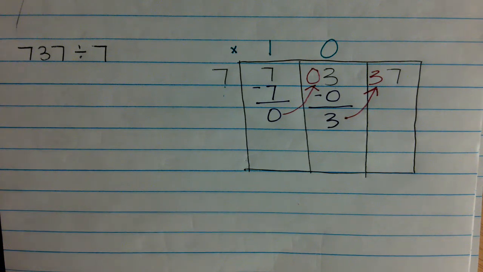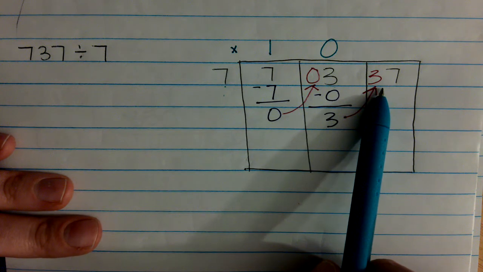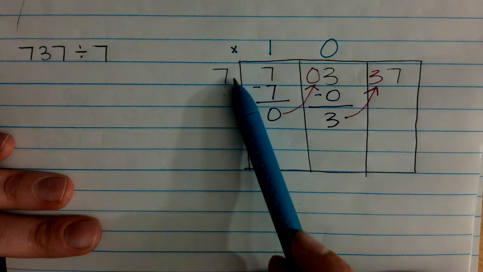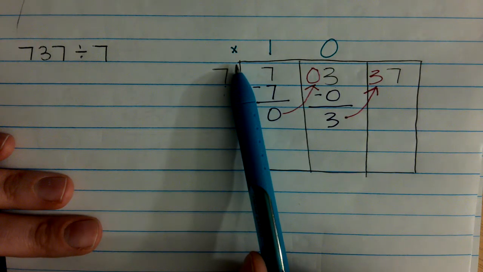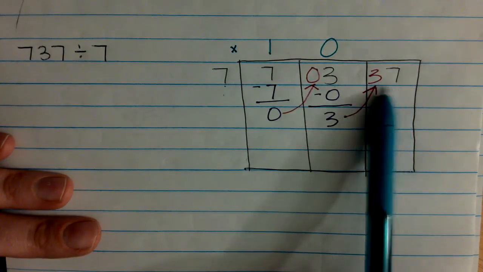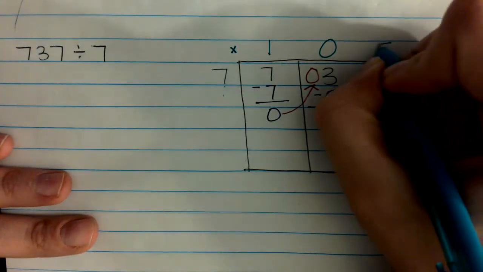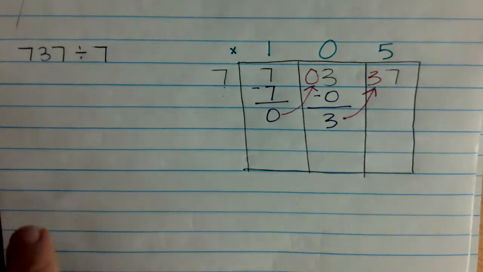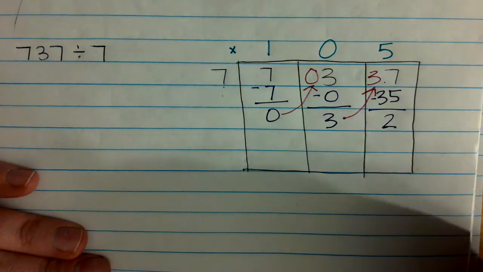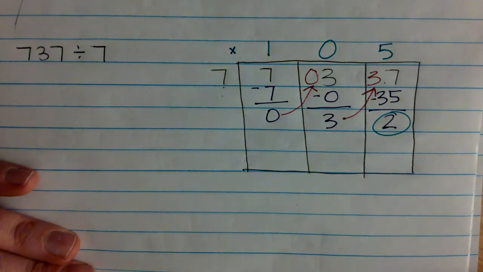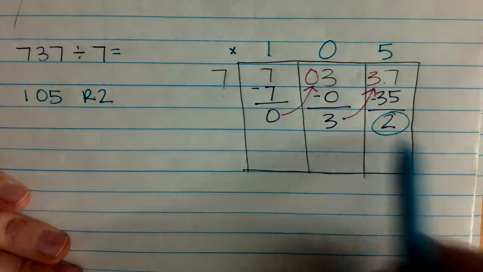Okay, now I've got to think about my math facts. What times 7 gives me close to 37? Well, let's see, 7 times 10 is 70. That's too much. 7 times 6 is 42, but that's over. So 7 times 5 is 35. And 35 is pretty close to 37. So it looks like I can only go in about 5 times. So 7 goes into 37 5 times. 5 times 7 is 35. 37 minus 35 is 2. So I have a remainder of 2. So my answer is 105 remainder 2.